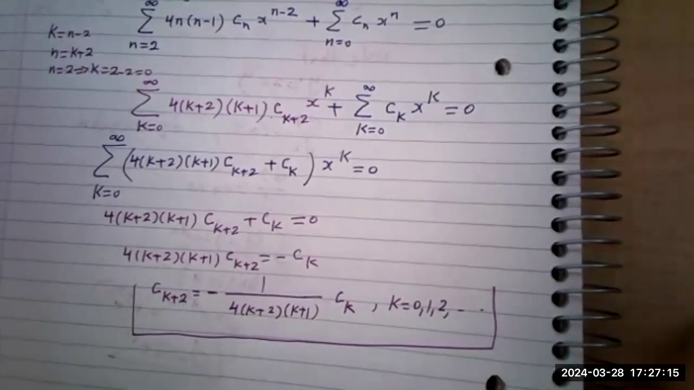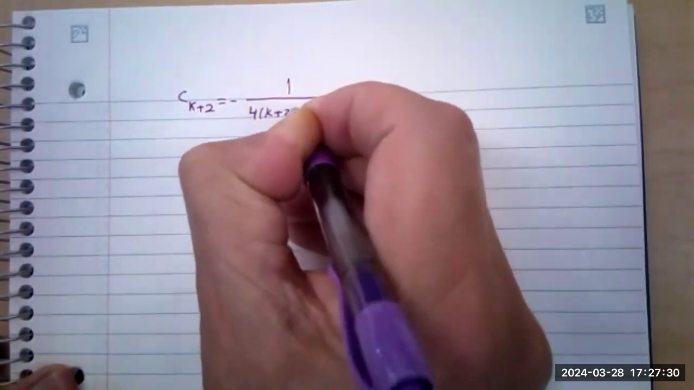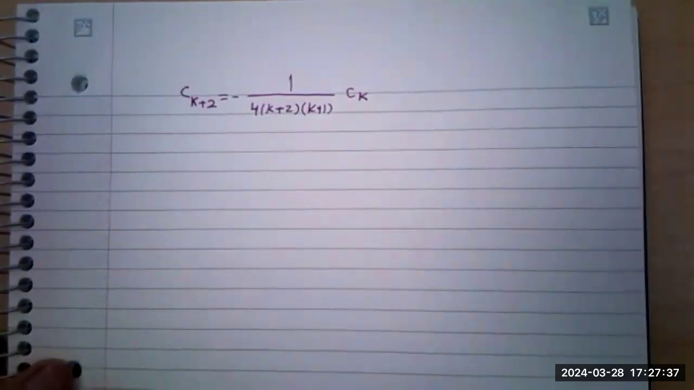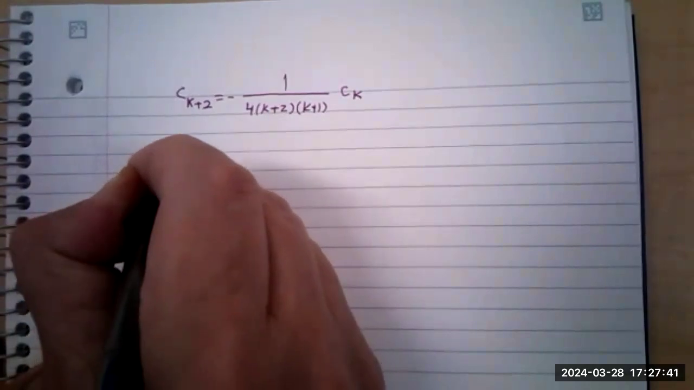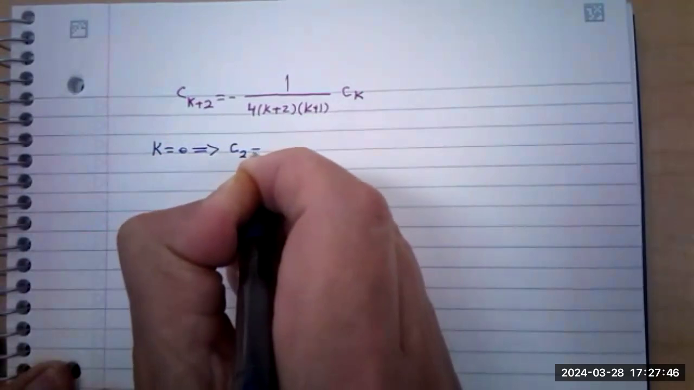Okay, question, are you done? So let's pick some numbers in that relation that we have. I write it down for myself again: c_{k+2} equals negative 1 over 4 times (k+2) times (k+1) times c_k. Here is the one that we have. So start with k equal to 0. Put k equal to 0, gives you c_2 equal to.